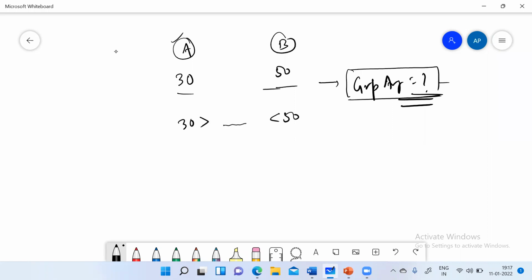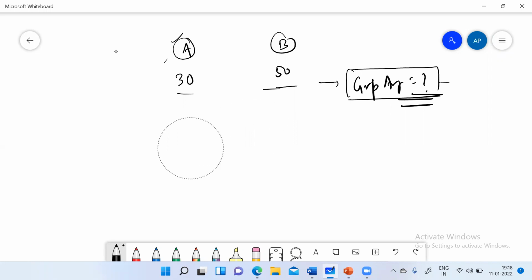Kyun? Yes, sir. So you can take many members of B and just one member of A. Something from B has to be given to the A, so that the average can be close to 50, but can never be 50 if one member of A is there. So the average value will lie between 30 and 50.